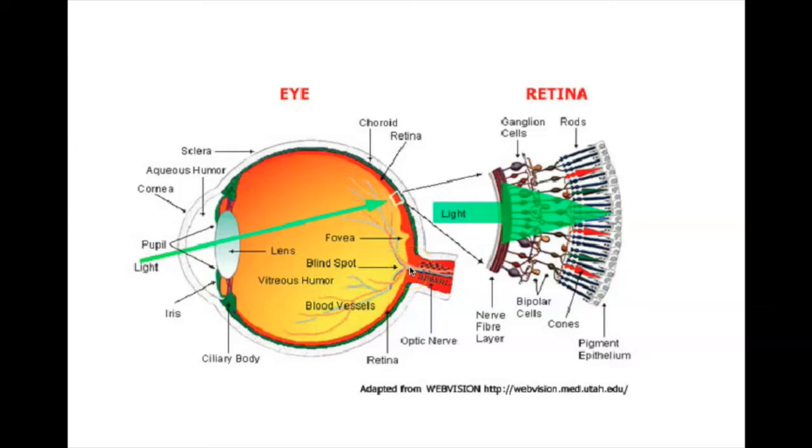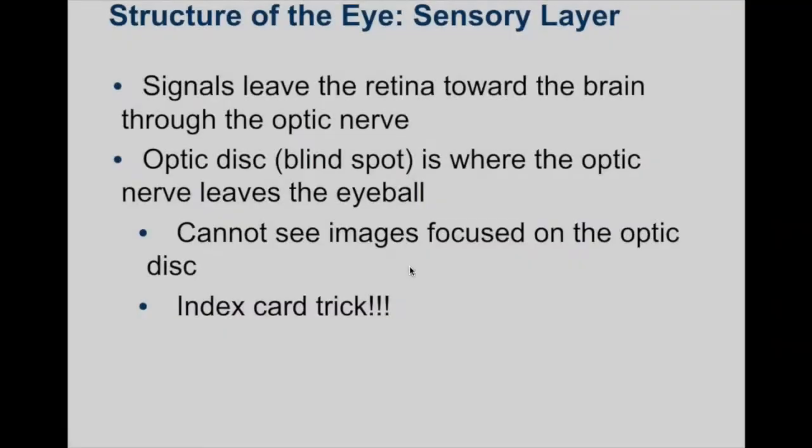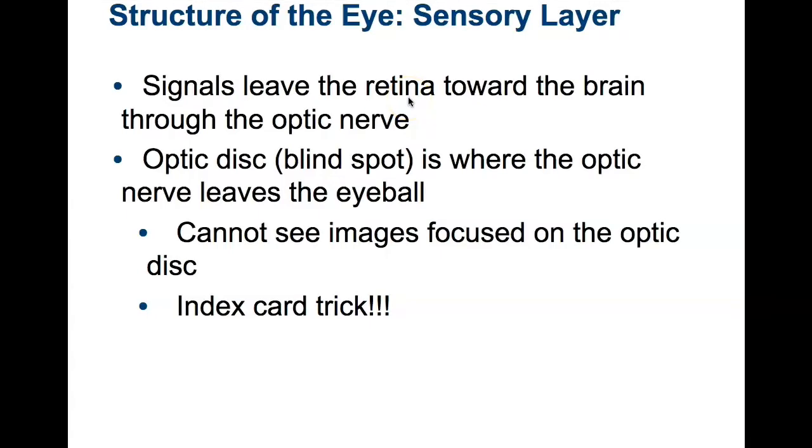So we're at number 4 in our notes, the structure of the eye, the sensory layer. So again, the signal is going to leave the retina and travel to the brain through the optic nerve. Now, where this optic nerve is located on the eye, you can't have any rods or cones in that location of the retina because, again, you need a place for this nerve to connect. And so it creates what we call a blind spot.